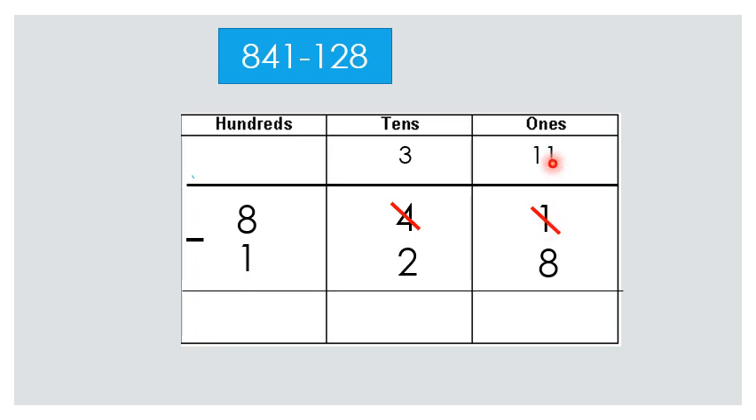Now subtract the 11 ones and 8 ones. The answer will be 3 ones. Now subtract the tens. 3 minus 2 is equal to 1. Now subtract the hundreds. 8 minus 1 is equal to 7. So the difference will be 713.